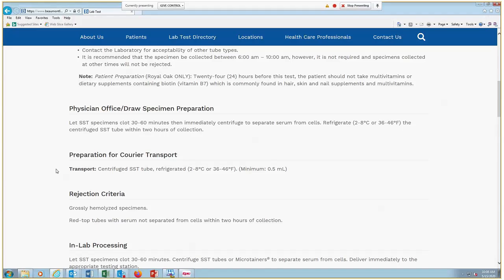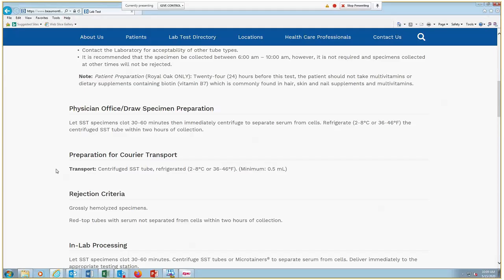I can't stress enough the importance of following the directions stated in the lab test directory for any given test. Failure to follow the LTD generally results in an improperly collected specimen and a possible unnecessary recollect, which is something we always want to avoid if at all possible. You can now see the value the LTD provides.